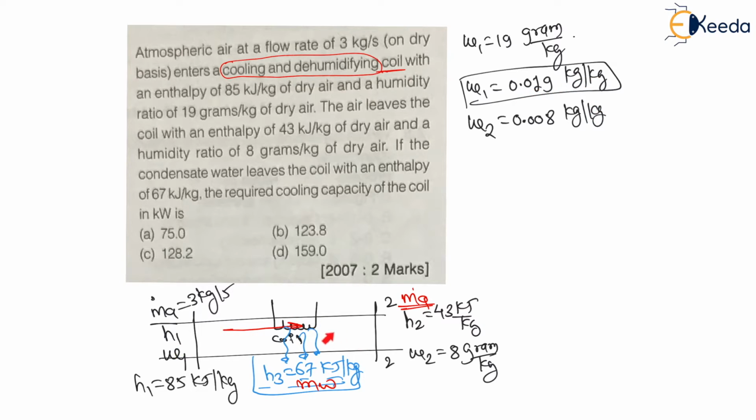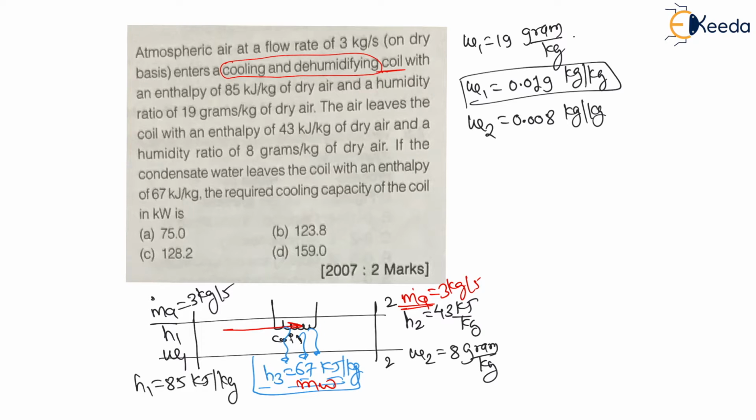Now while passing over the cooling coil, some part of vapor is condensed, means some part of vapor is becoming water, and the enthalpy of that condensate is 67 kilojoule per kg, and the other part of vapor is going out. Air will remain air only. Mass of air at exit will also be 3 kg per second, no doubt. And the exit enthalpy is 43 kilojoule per kg and specific humidity is 8 gram per kg, which is given here.